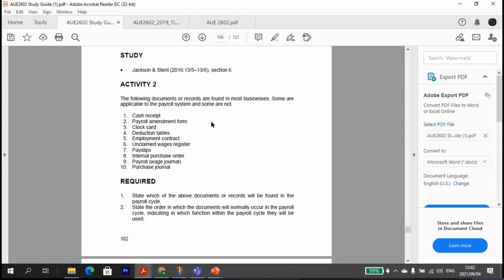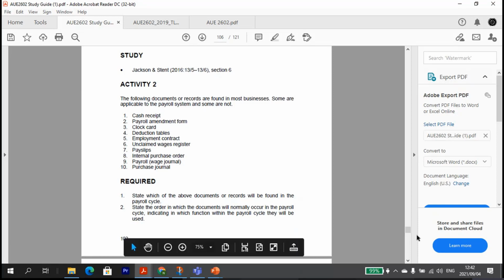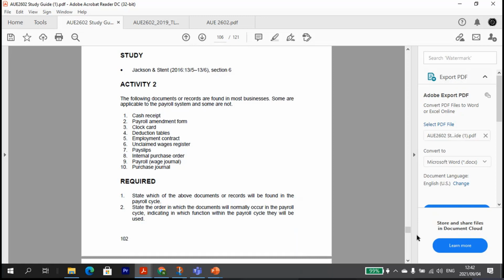Okay, so now I'm going to mention each of the documents, and I would like you to indicate if it is within the cycle or not. And then after I've highlighted the ones that you guys have identified as part of the cycle, you will give me the order in which they are normally used within the cycle and within which function. Okay. Is cash receipt part of the payroll cycle? Yes or no?